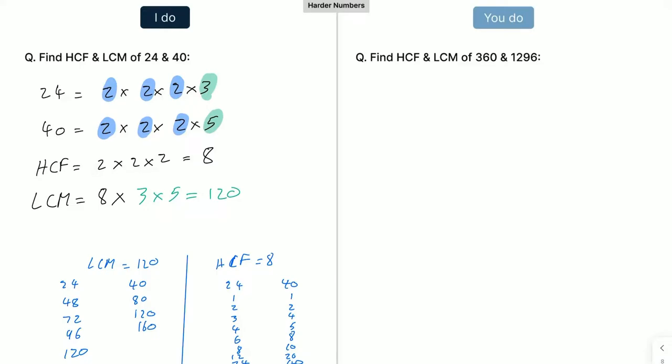Now, the example on the right is what I want you to have a go at, but we've already calculated this on the last slide, so you can just rewind the video a bit to get the product of primes for these two and have a go at that.